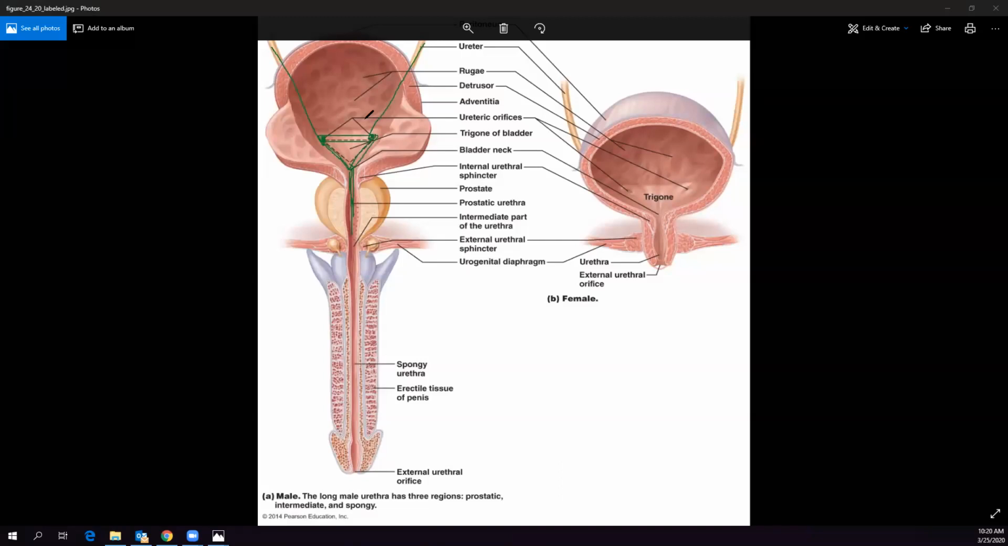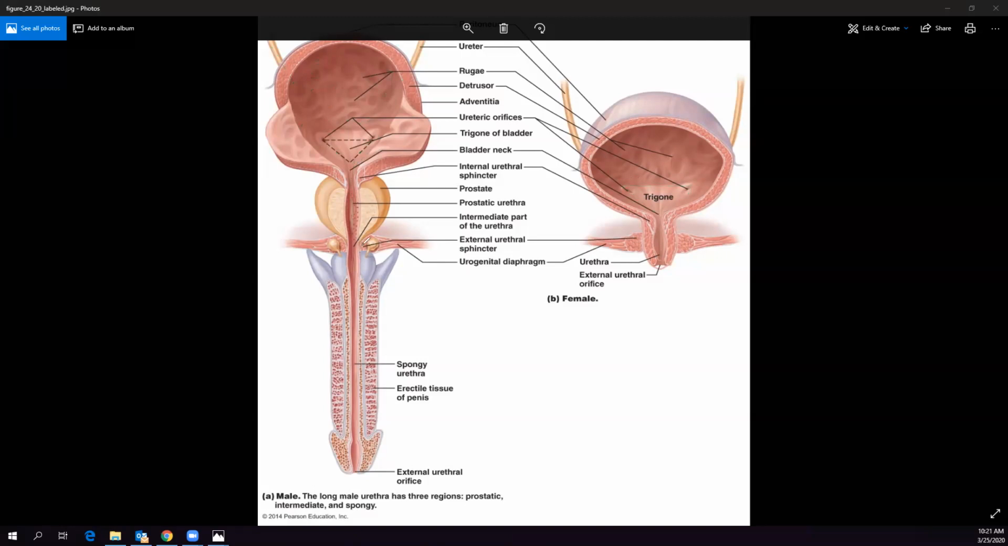So then we have this area of 3 openings right here called the trigone. And if you'll notice, the trigone is not transitional epithelium. This is all transitional right here. But we don't want this area to stretch, so we don't have transitional there. We have regular, probably squamous epithelium, stratified squamous. I can't remember what it is. But anyway, so there's the trigone, there's the female trigone. So it's the area where the 2 ureters enter and the urethra goes out.